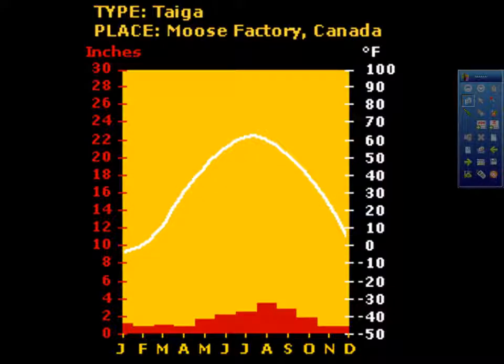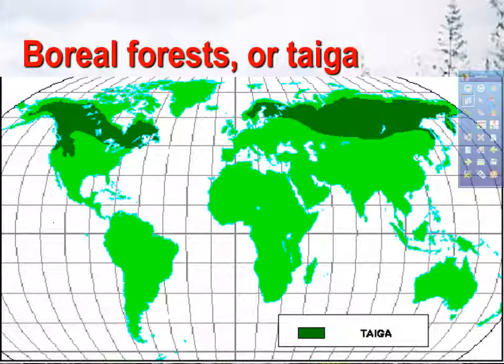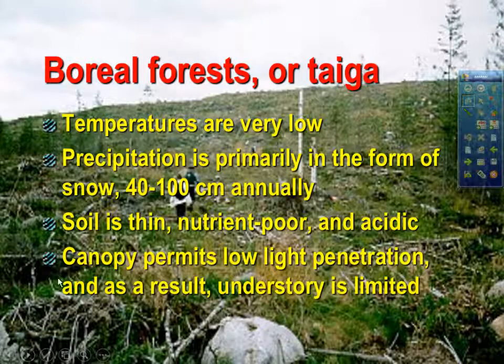Okay, so you see your temperature and your precipitation changes. So you see that big temperature change. And then you see them up, north of our temperate forest. So you see our temperate forest down here, down here, down here, and you see your boreal forest or your taiga up here. Okay. We get a lot of snow, so most of the precipitation is in the form of snow, still thin and nutrient-poor soil.